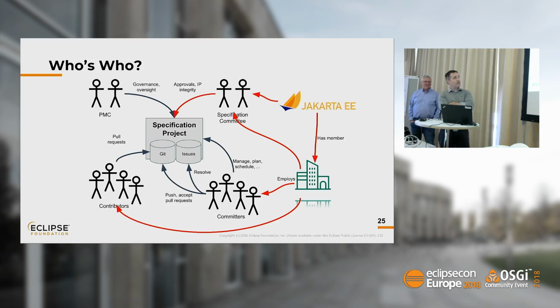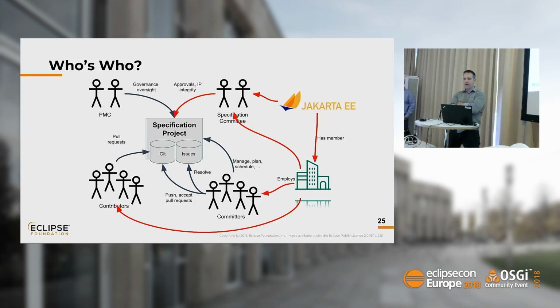So we have a specification project in the middle. We have the obvious group of committers and contributors along the bottom of this diagram. The PMC is up at the top. They're providing the governance and oversight. We've added in the notion of a specification committee. The specification committee is aligned with a particular working group. That specification committee does also provide approvals, like I said, on the different life cycle events of a specification project. They're part of the IP integrity equation as well.